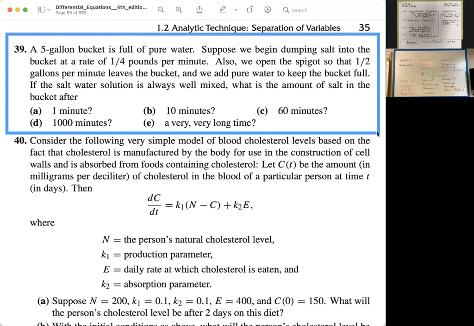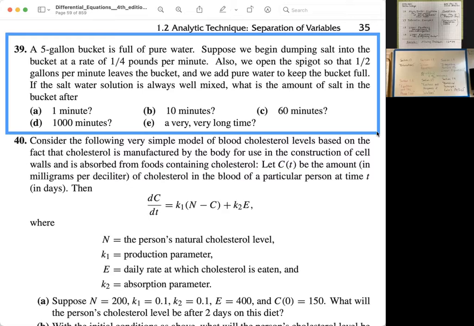Okay, now I'm going to show you how to set this up. But think about the situation first. I have the bucket filled with pure water. I have 1/2 gallon per minute leaving, but to keep the bucket full, 1/2 gallon per minute entering. What else am I adding to the bucket? 1/4 pound of salt per minute. So the water is going from just straight water to salty water.